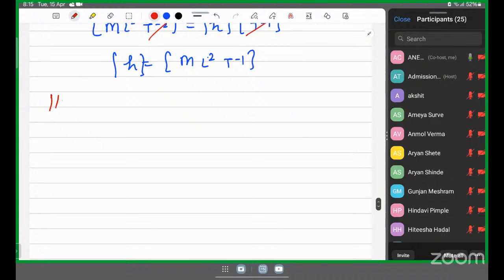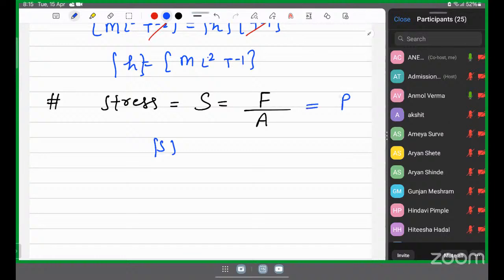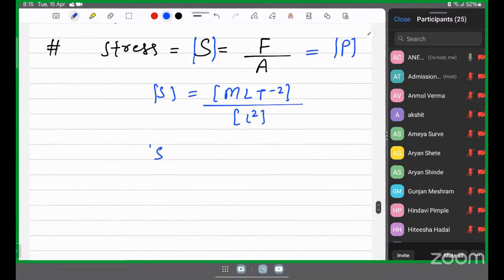What will be the dimension of stress? Stress S is given by force by area, which is the same as pressure P. ML minus 1 T minus 2. For force we have MLT minus 2. For area we have L2. Simplify it, this will be ML minus 1 T minus 2.